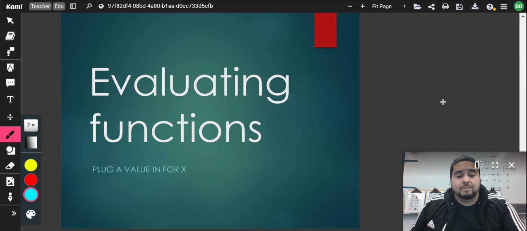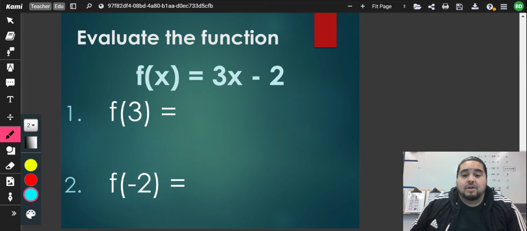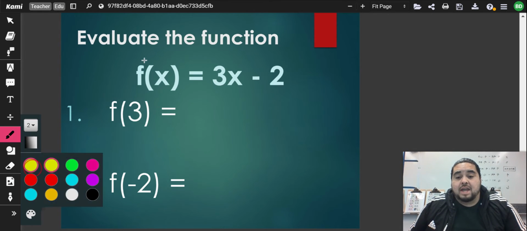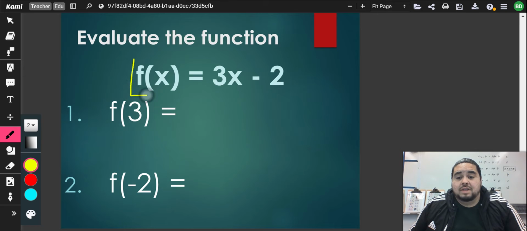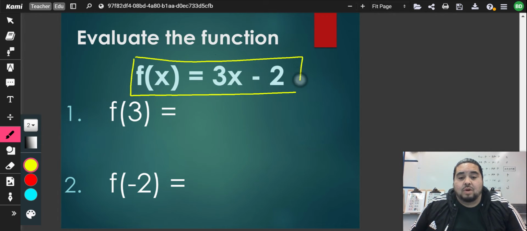So let's look at our first example. Here we have the function f of x equals 3x minus 2. So here, 3x minus 2, this is going to be the structure that we're working within. For each example, we're going to keep the 3x minus 2 part, but we're going to take the variable x out and replace it with the value inside the parentheses.